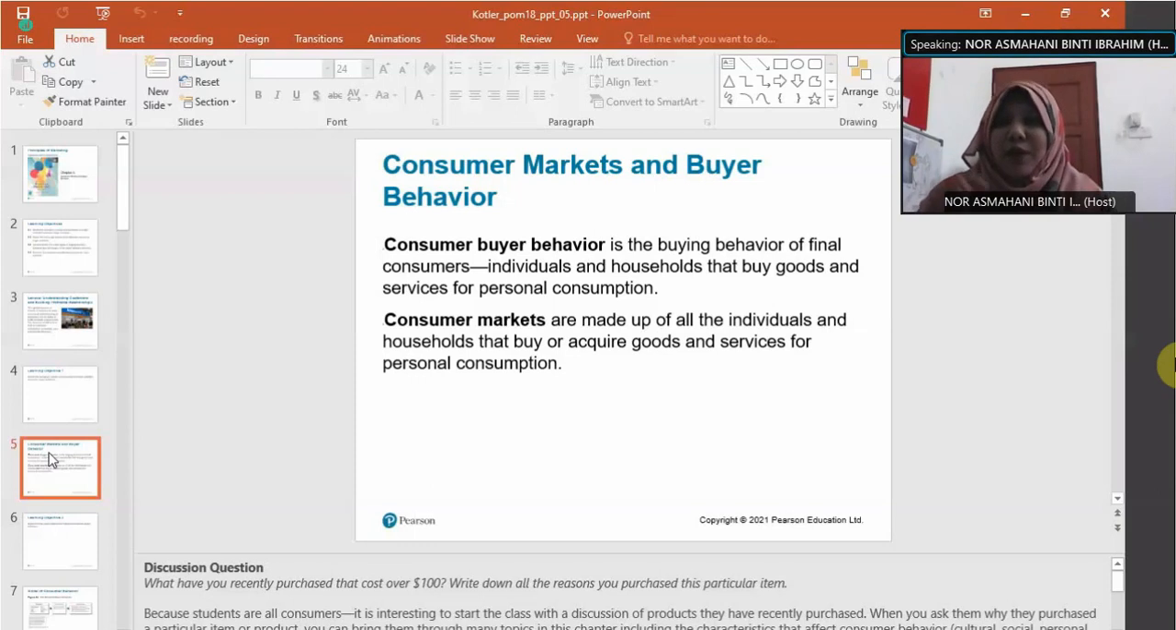Okay, consumer buyer behavior is the behavior of final consumers. The behavior, how they react, how they act, when, how, why they get a product or service. Behavior tindakan lah, tingkah laku dia. Macam mana dia dapatkan, how, when, why, what they get. Okay, but consumer markets consist of all the individuals and households, that's the first keyword, that buy or acquire goods and services for what? Personal consumption. Okay.